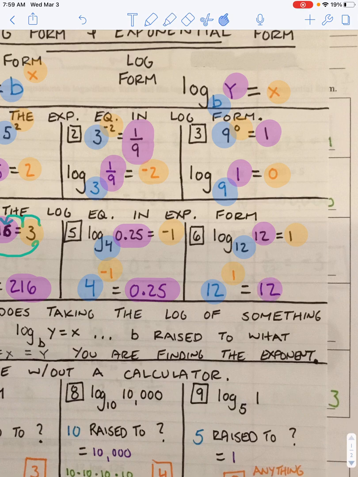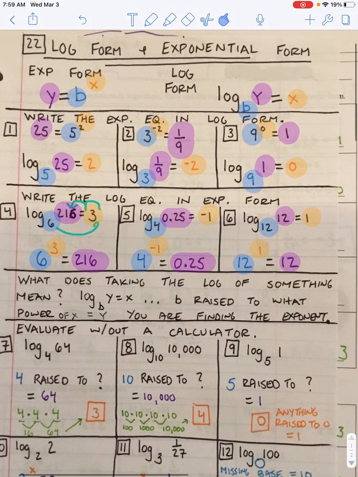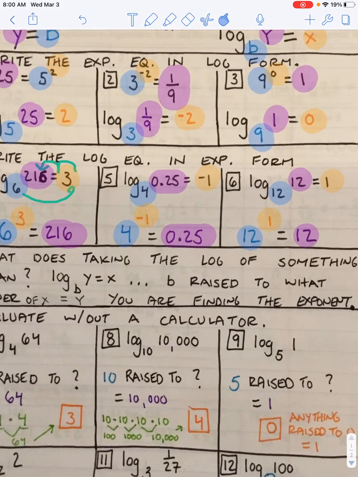Okay. So what does taking the log of something really mean? Log base b of y equals x. So b raised to what power of x will give you y? So again, we're finding that exponent. So these next ones we're going to evaluate without a calculator. I'll show you later on how to do it on a calculator.